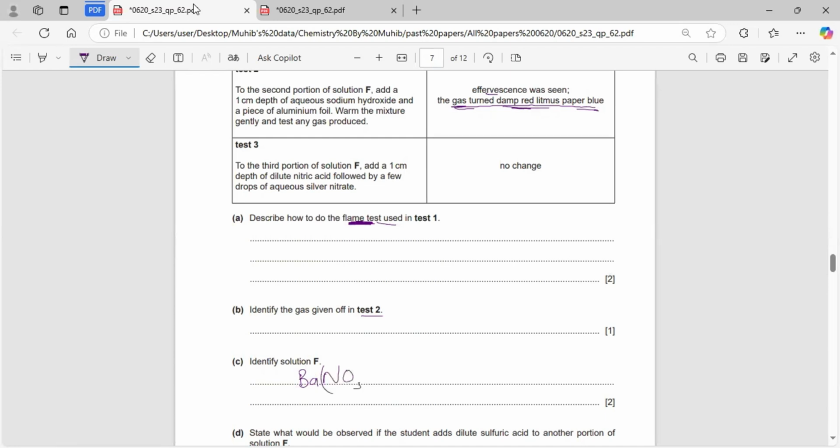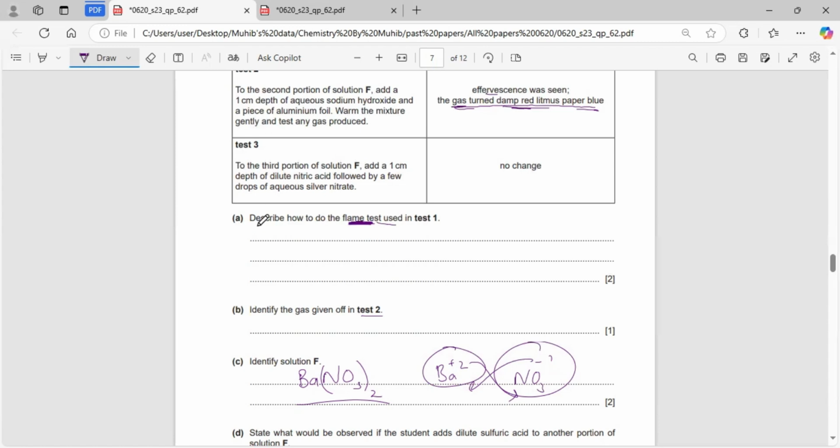Also, barium is in group 2, so we will have to write 2. In other words, barium is plus 2, NO3 is minus 1, right? So cross multiplication, much better, this rule, right? So the formula will be barium nitrate. One mark is for Ba plus 2 and one mark is for NO3 minus 1, right?